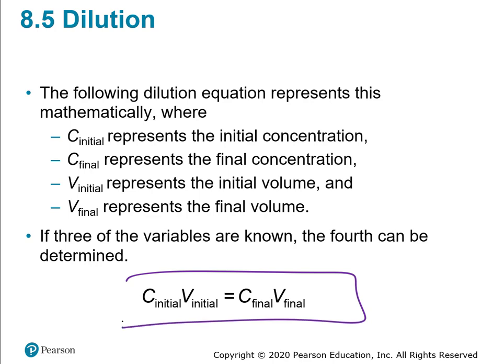So here's the rule. And remember that you'll know 3 out of 4. I won't give you any where you don't know more than that. You'll always know 3 out of the 4 numbers, and you really just have to solve for the 4th.